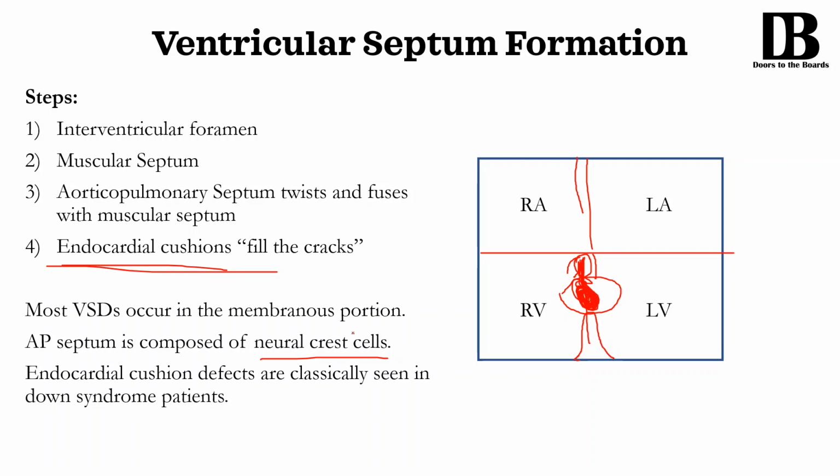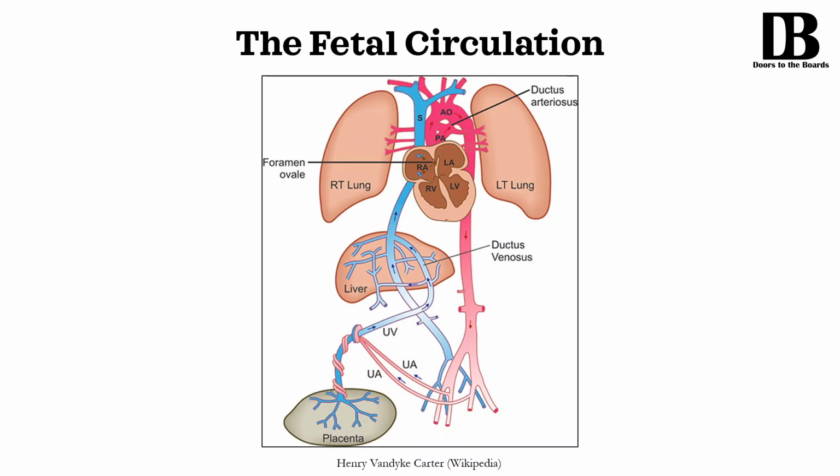In this case, you have to know that the aorticopulmonary septum is actually composed of neural crest cells. That's its embryological derivative. When it comes to the blood that's going to the fetus, it is important to be aware of the several shunts present within the fetal heart circulation.